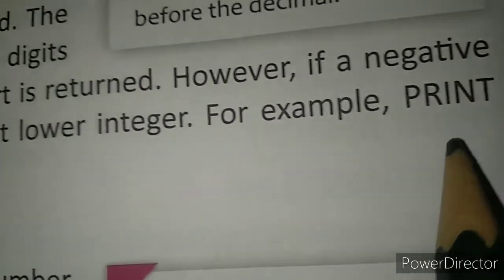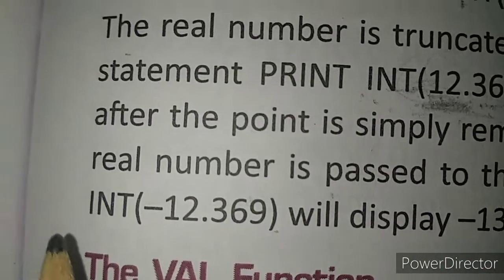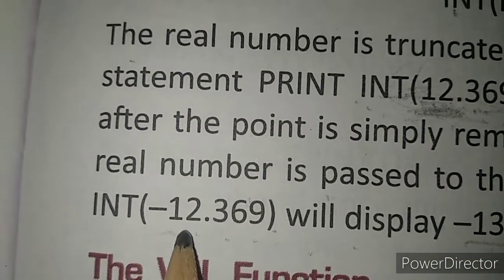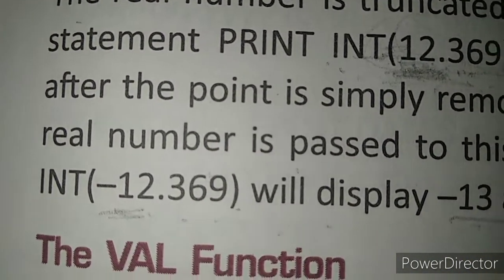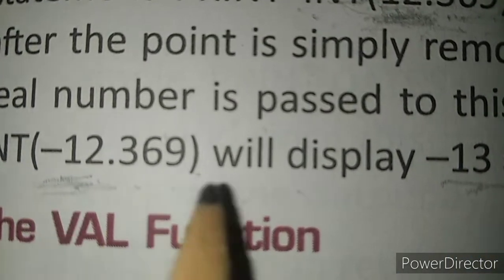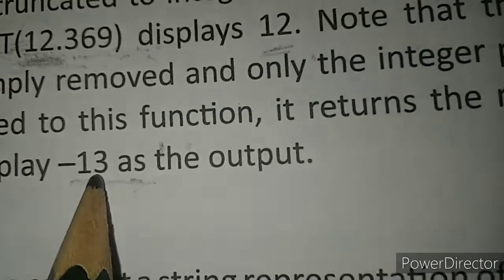For example, print int of minus 12.369 will display minus 13. It means minus 12 is greater and minus 13 is lower. Therefore, here the next lower value will be displayed. Here minus 13 will be displayed at output.